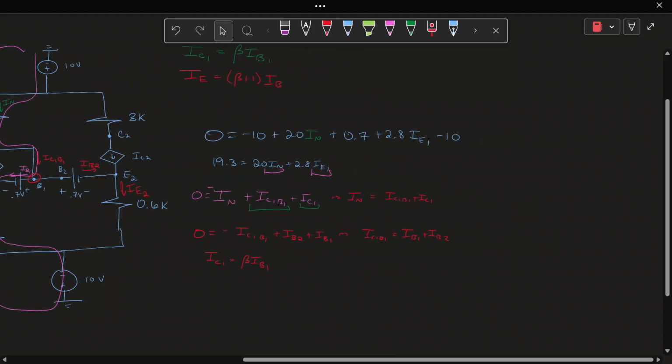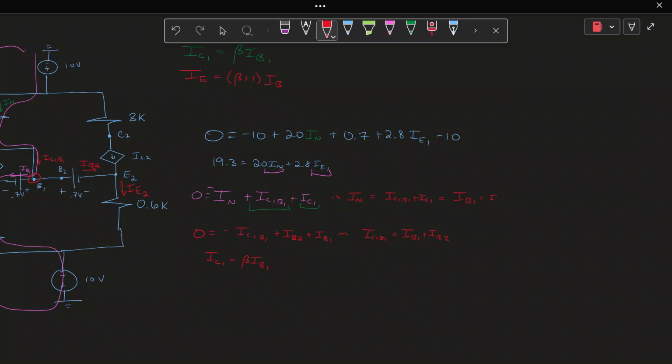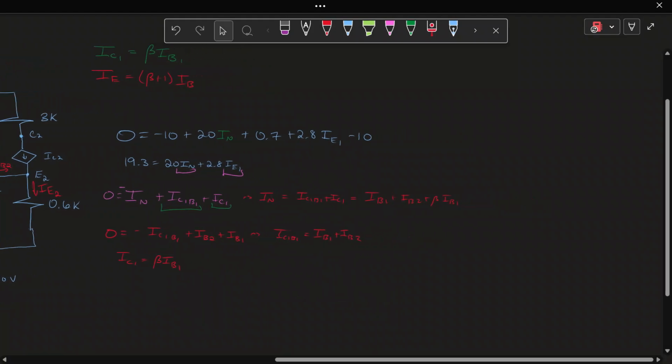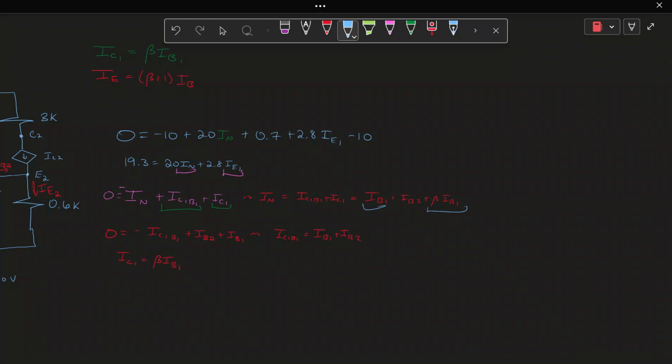Okay, so we're starting to put things together. Let's see if we plug this in. We get IN is equal to now IB1 plus IB2 plus beta IB1. This is starting to look familiar. Okay, look at this. We have a beta IB1 plus IB1. Well, that's IE1 using the relationship here. So now we can say IB2 plus IE1.